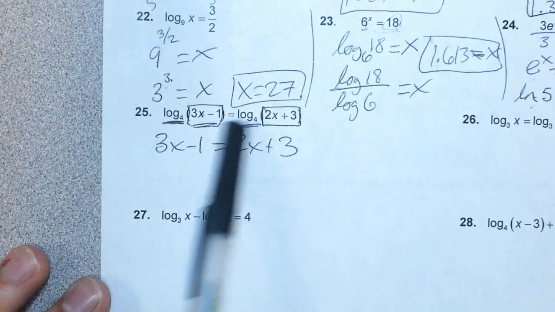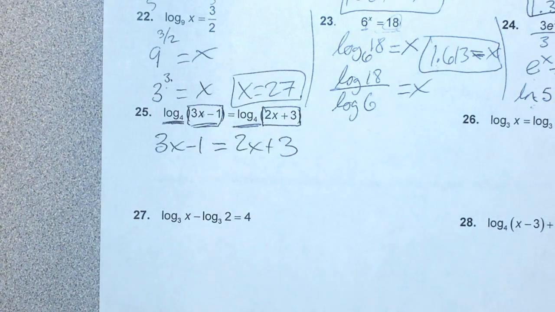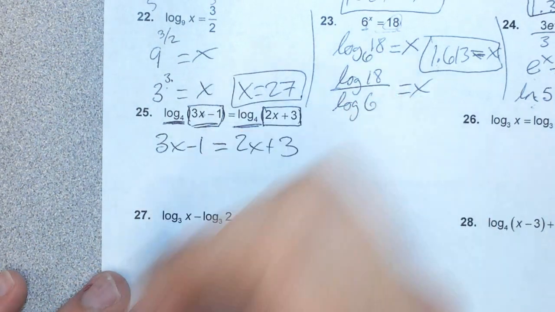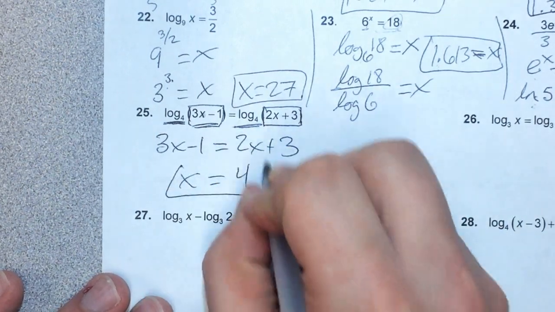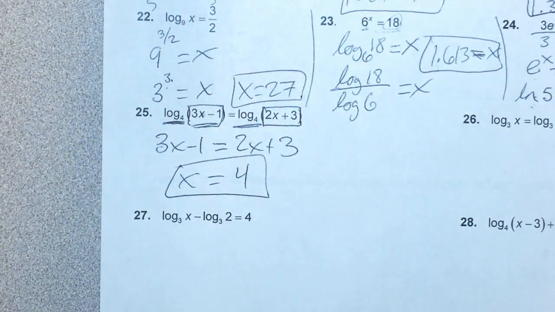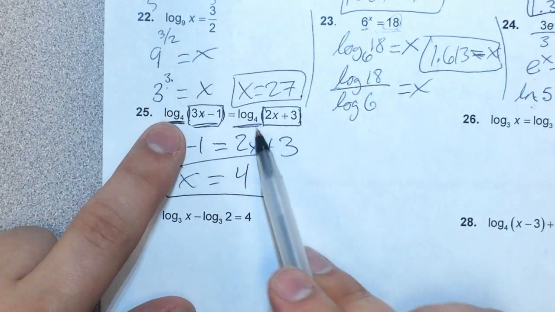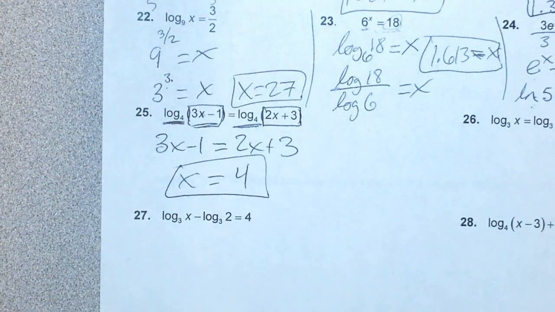All right? If it wasn't a log base 4 over here, we'd have to use a different strategy. All right? Now we can just solve for x. So x is going to be equal to 4. Okay? It's just a simple linear equation on that one. All right? So, gotta have log base 4 on both sides. And there can only be one of them.